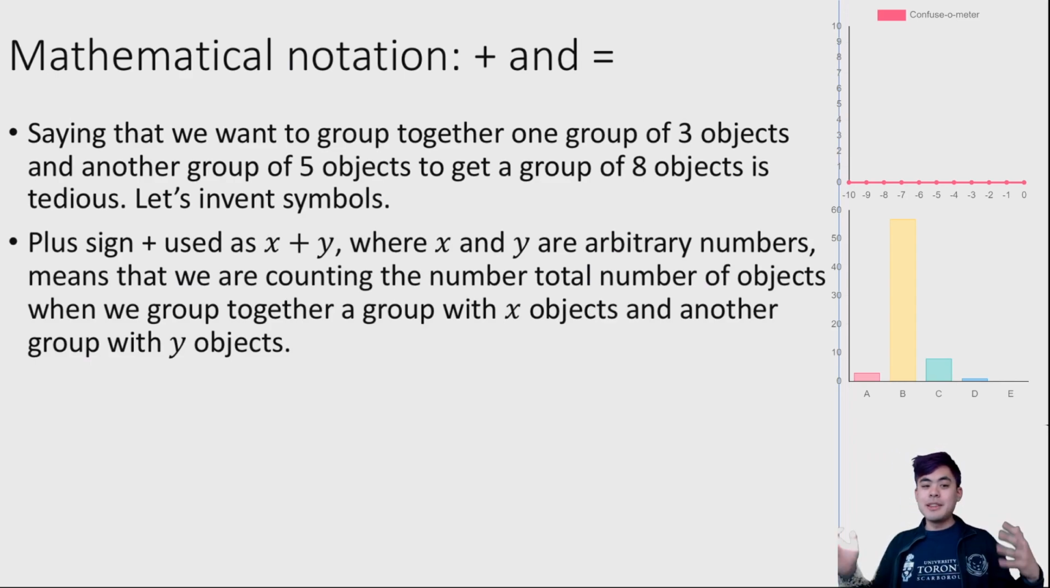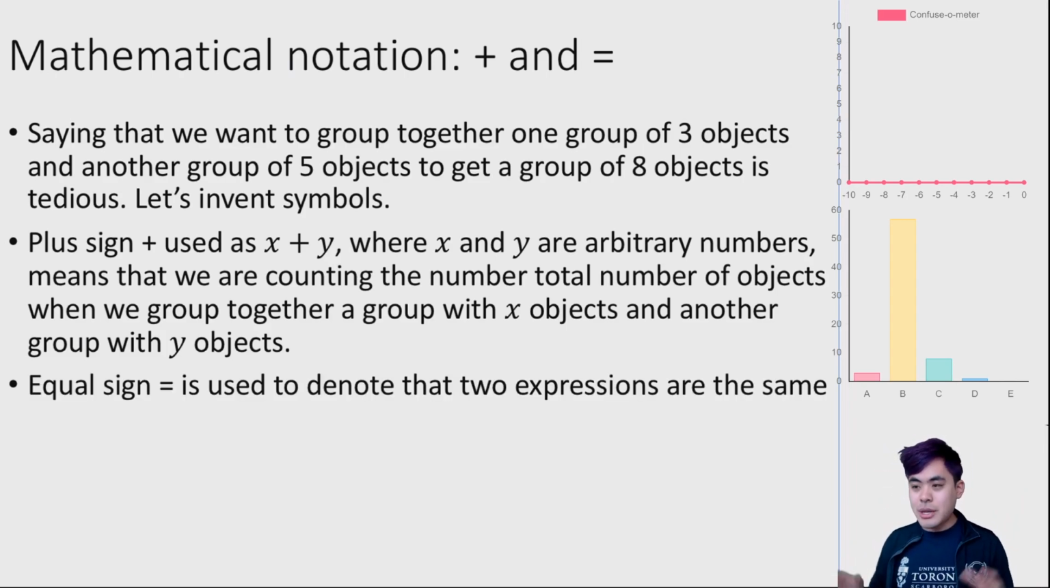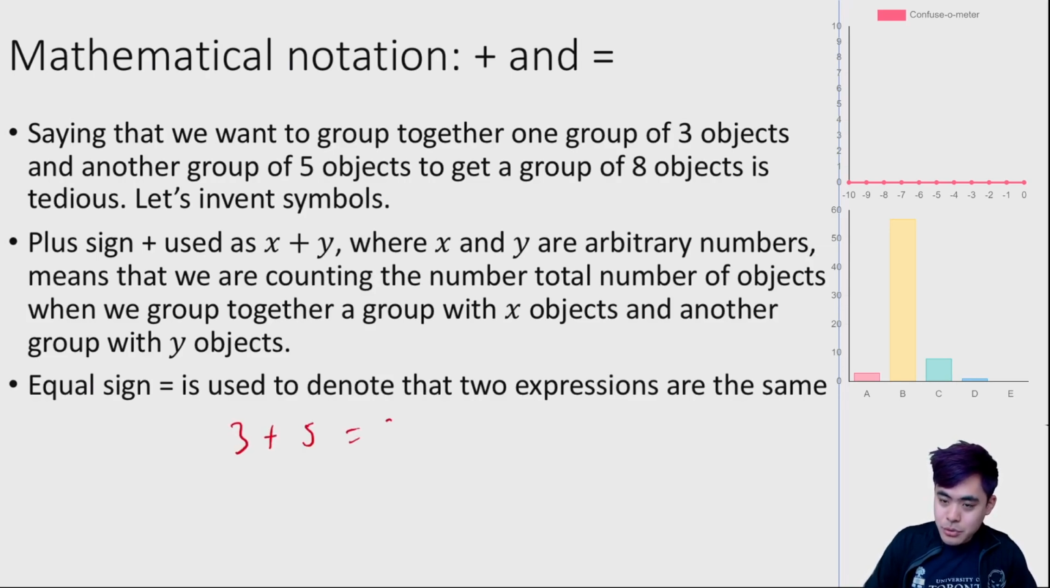This is why we invented things like the plus sign, where if x and y are arbitrary numbers and we put a plus between them, that means we're counting the total number of objects when we group together a group of x objects and another group of y objects. And then we also have another sign, the equal sign, to denote that two expressions are the same. So 3 plus 5 is equal to 8.